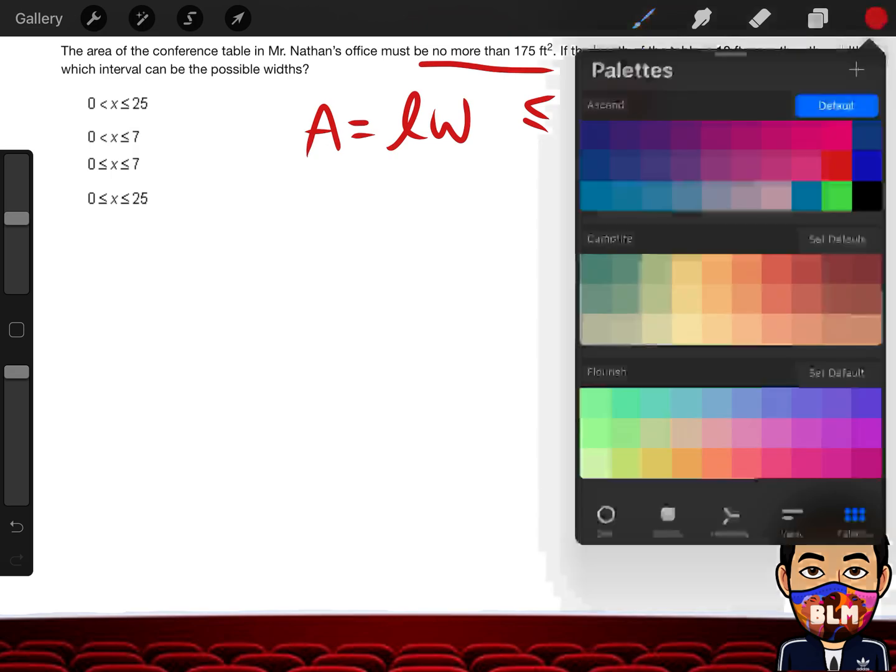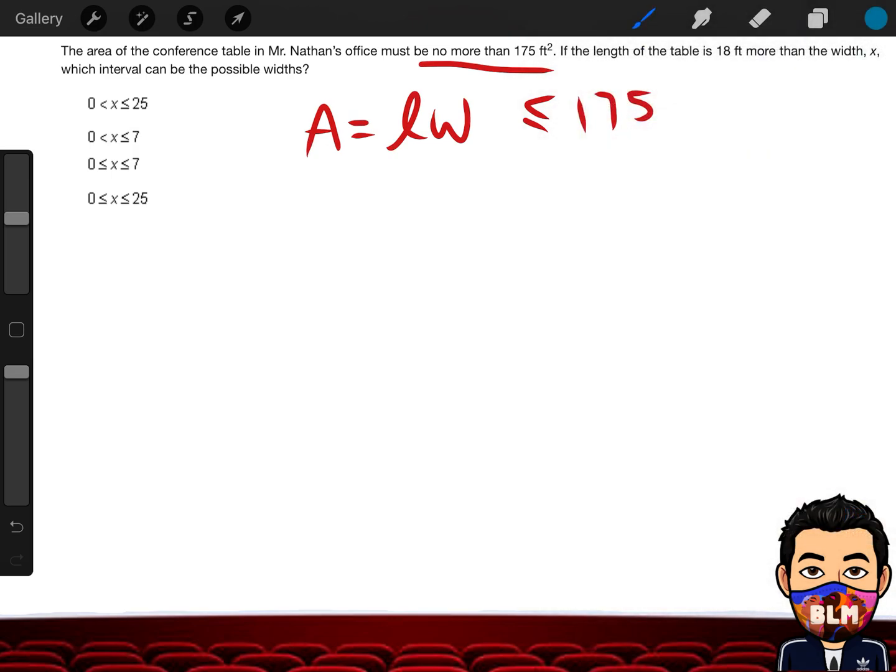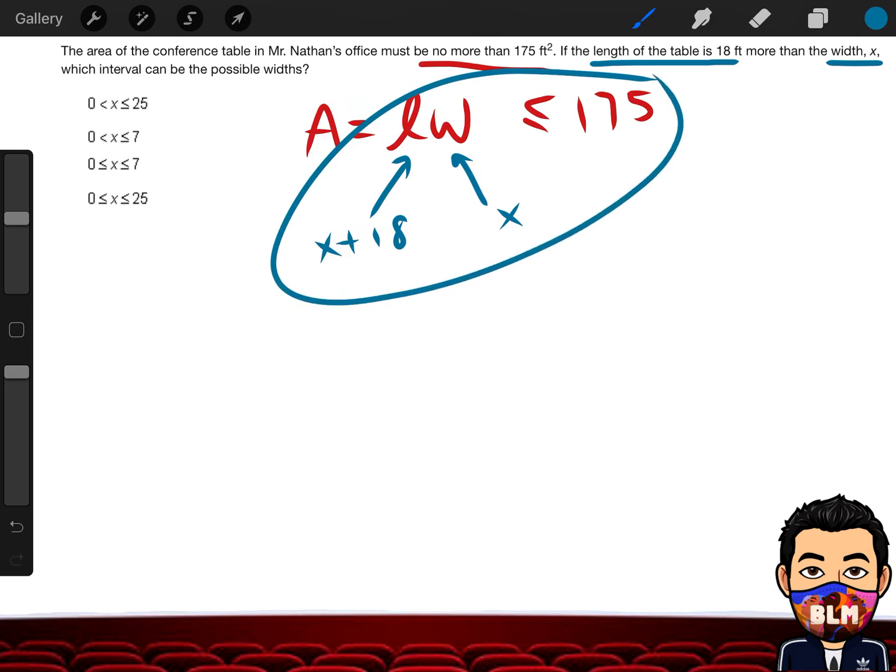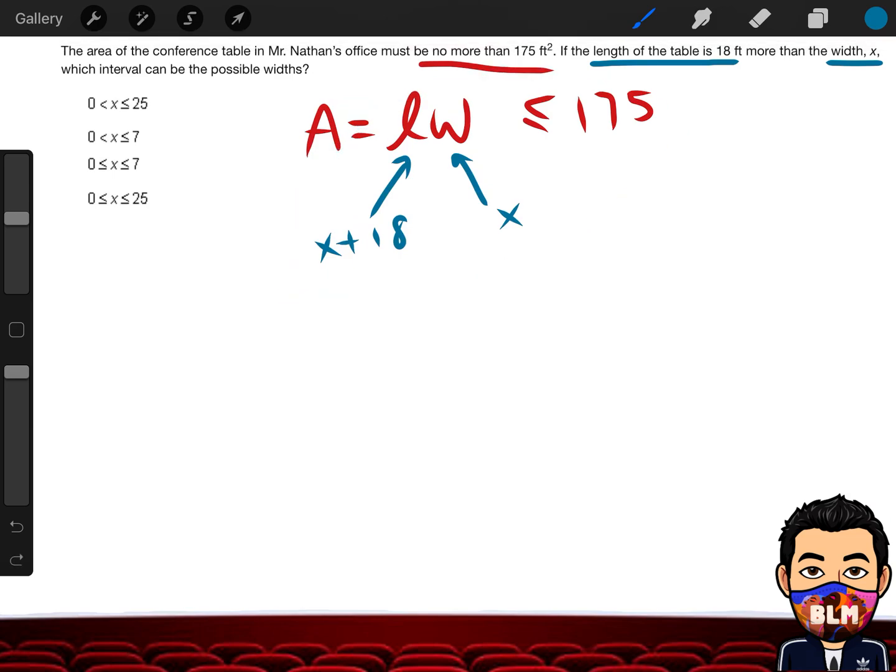Next, let's insert some variables in there. They said that width is x. So width is going to be x. The length of the table is going to be 18 more, so it's going to be x plus 18. These are the ones that we're going to be focusing on, right here. I'm going to rewrite this. X plus 18 multiplied by x is less than or equal to 175.